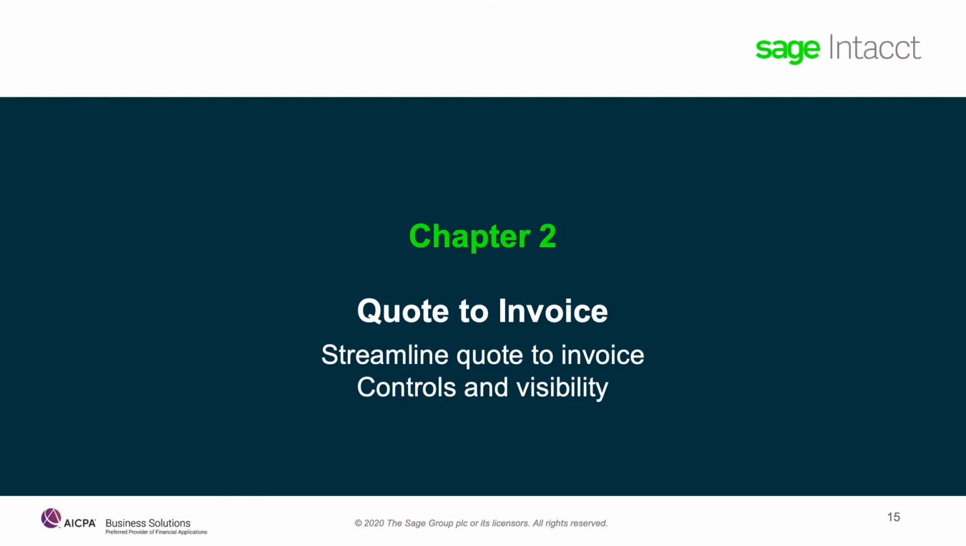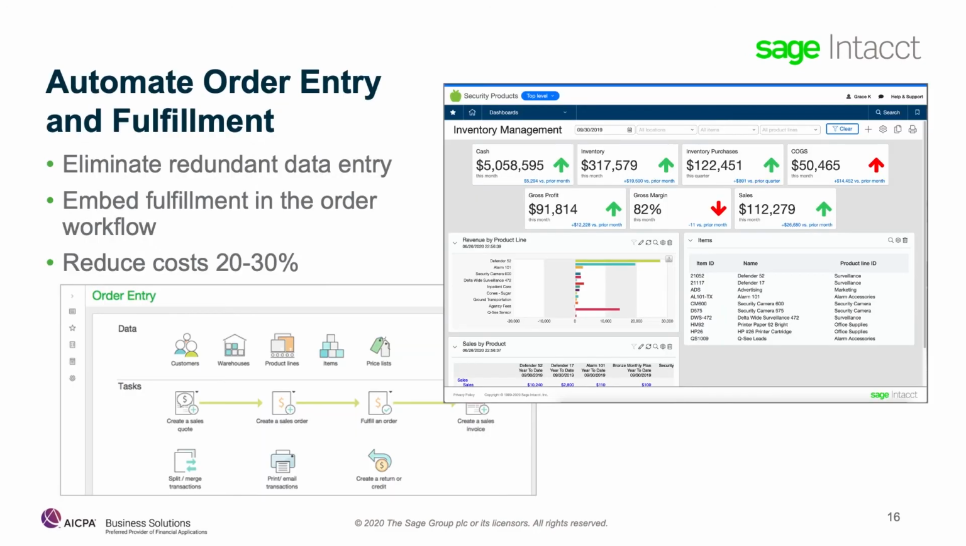In this chapter, we'll look at how Sage Intacct helps you streamline quote to invoice, while controls and visibility enhance effectiveness and decision-making. Whatever it is you sell, our solution can streamline order entry and fulfillment processes with integrated transaction workflows, and will help keep your processes scalable when your business grows and you start selling other goods, do more business with your customers, and have more employees using the system.